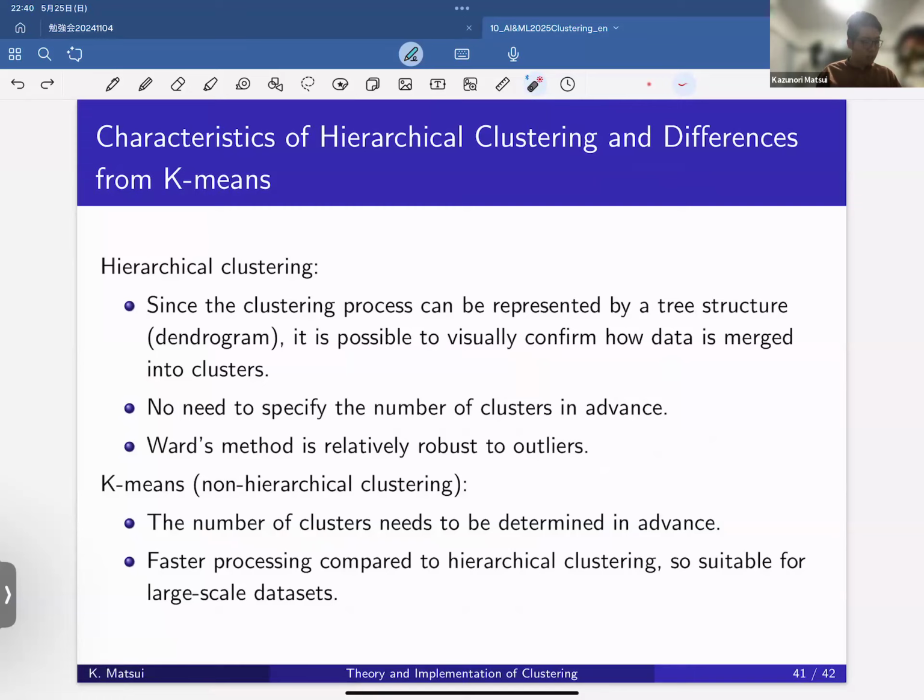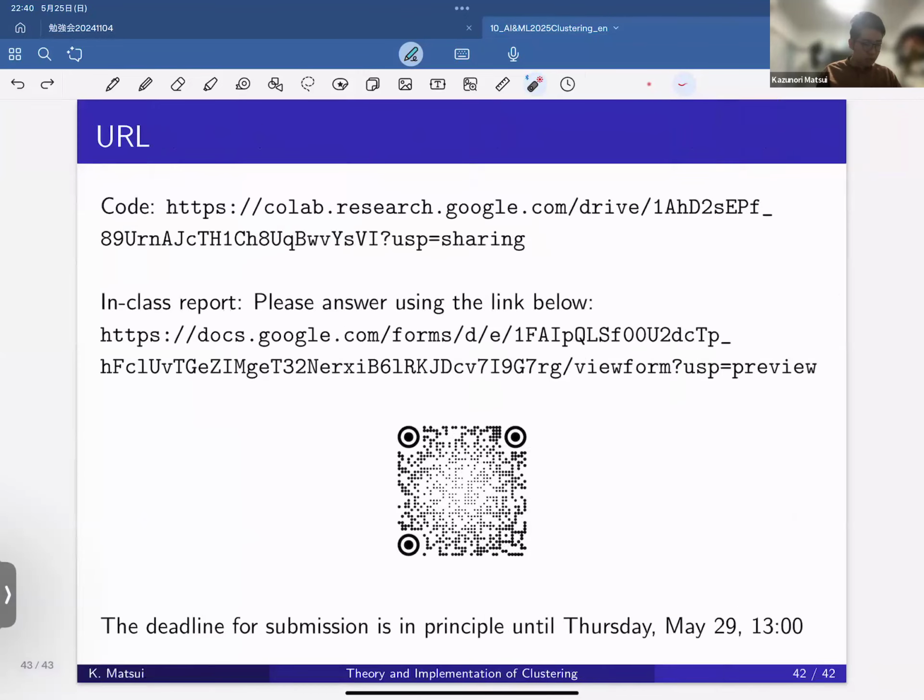K-means is classified as non-hierarchical clustering because the hierarchical structure is not visible, and K-means needs to determine the number of clusters in advance. However, since it can be calculated at high speed, K-means is more suitable for large-scale datasets. The explanation is like this. Now let's talk about the code.